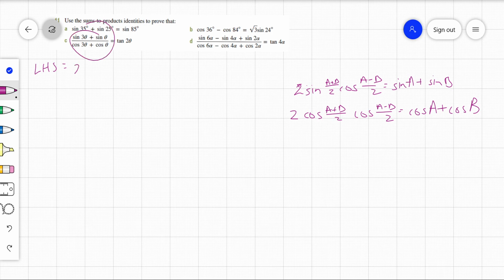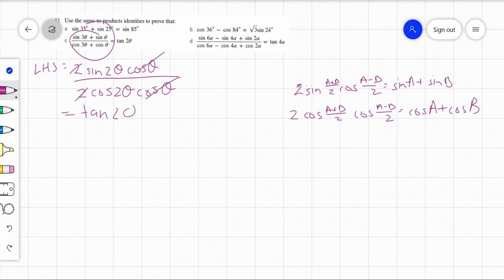So what have we got here? We've got 2 sine of 3 theta plus theta, so 4 theta divided by 2, and then 3 theta minus theta, so 2 theta divided by 2, all over 2 cos of 3 theta plus theta, 4 theta divided by 2, and 3 theta minus theta, 2 theta divided by 2. And you'll see these cancel, we've got sine 2 theta and cos 2 theta, which is tan 2 theta, which equals the right-hand side, therefore that equals that.